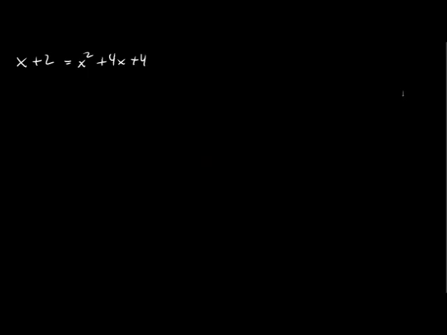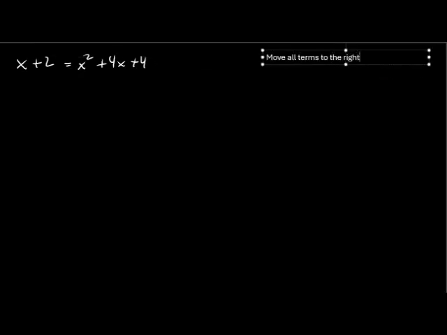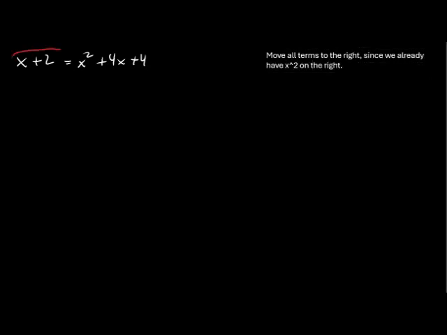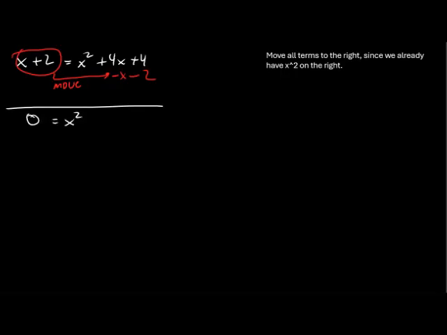For a second power equation, we will take all of the terms and move them to the same side. Since the x squared is already on the right, let's move everything to the right this time. Therefore, we'll take the x plus 2 and move it over. When we move it over, the x will change to negative x, and the 2 will change to negative 2. Therefore, we'll have a 0 on the left side, and on the right we'll have x squared. We'll take 4x minus x and get positive 3x, and then 4 minus 2 and get positive 2.